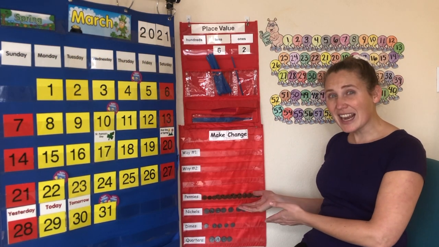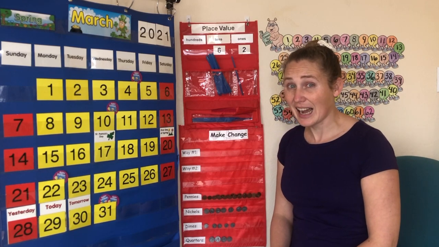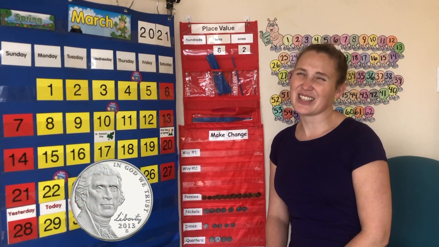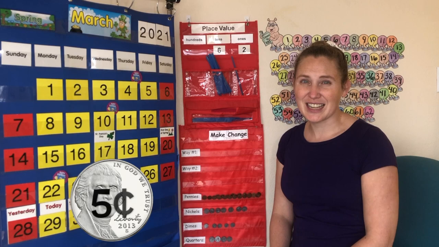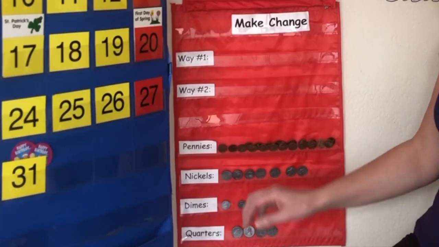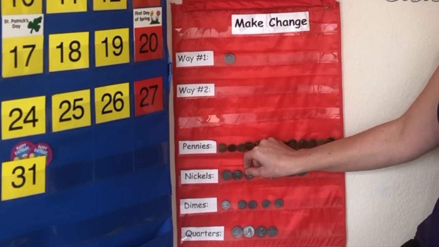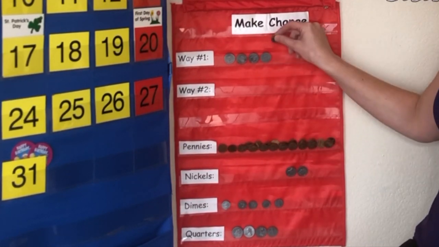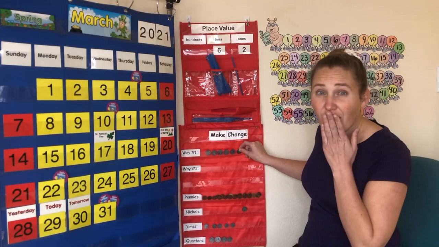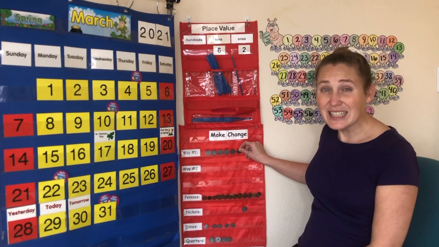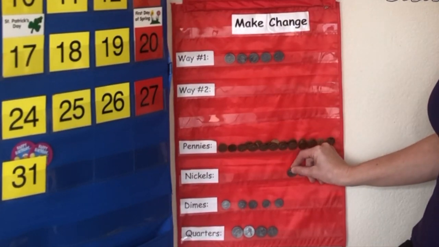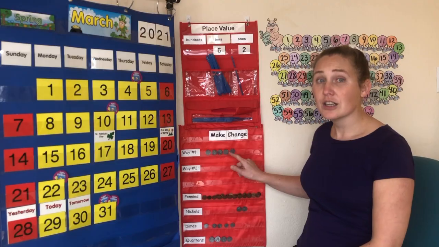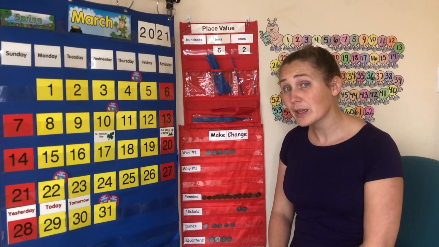Let's make some change. How do we make 29 with change? Do you want to use nickels? How much is a nickel worth? 5 cents. Let's count by fives. 5, 10, 15, 20, 25, 30. We've done too much. We need to put one nickel back. 5, 10, 15, 20, 25. 25 is as high as we can go with nickels.